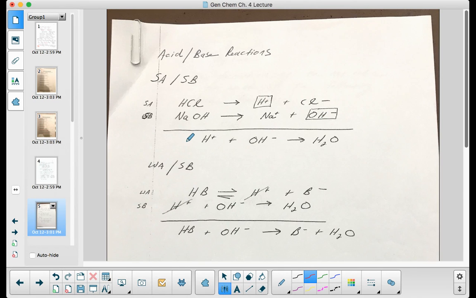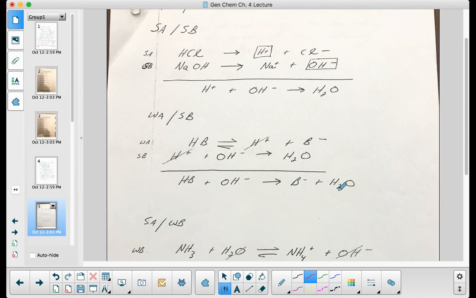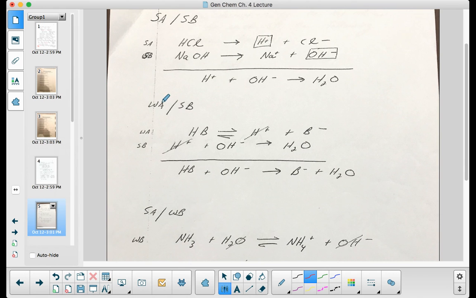So the net ionic equation for this is hydrogen plus hydroxide forms water. Otherwise, the Na ion and the Cl ion are just considered spectator ions. They never change. So in your reaction, what counts is what changes. In this case, it's the hydrogen and the hydroxide that turn to water. That's the neutralization reaction. The next neutralization reaction is a weak acid with a strong base.